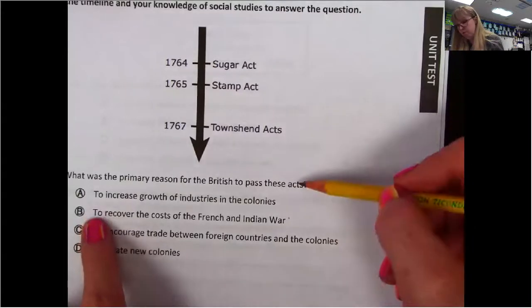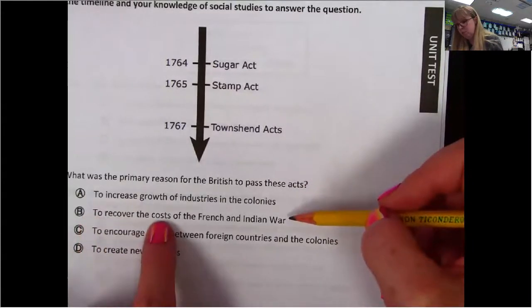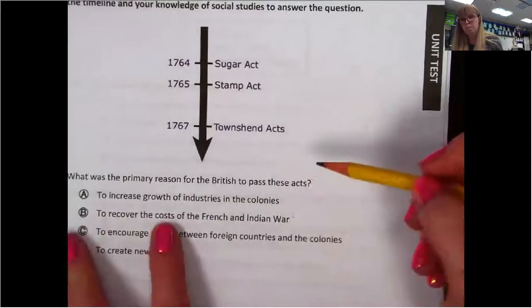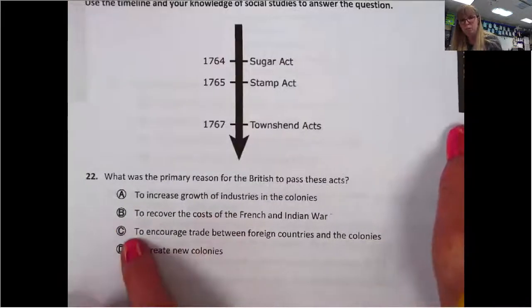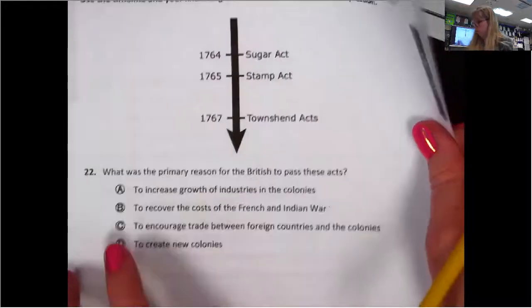So the British were trying to raise money to recover the cost from the French and Indian War. Sorry, guys. 22 is B.